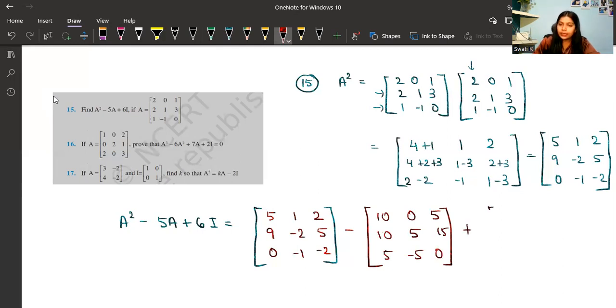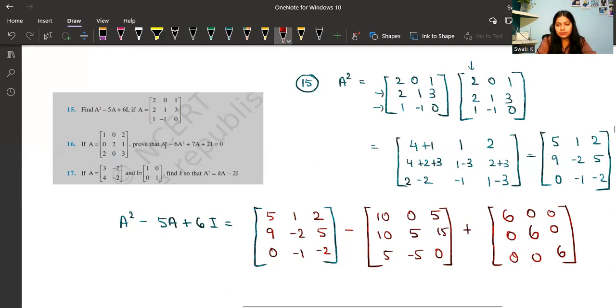What is I here? I is the identity matrix. The identity matrix has diagonal entries 1 and the others are 0, right? But here we have 6 into I. So wherever it is 1, 6 will get multiplied. So instead of 1, 1, 1, it has become 6, 6, 6. For 0, 6 into 0 is 0 only. So it is going to be 0.